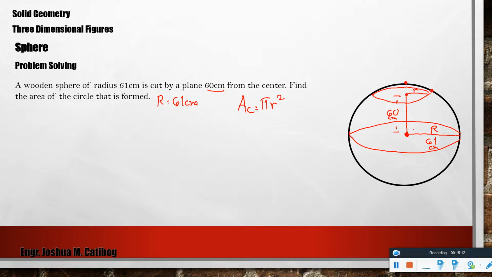Alam natin, sir, dito sa part na to, ito po ay radius pa din ng ating sphere. So, therefore, if you are going to see, ano yung mabubuo mo? Sir, we can isolate here what?